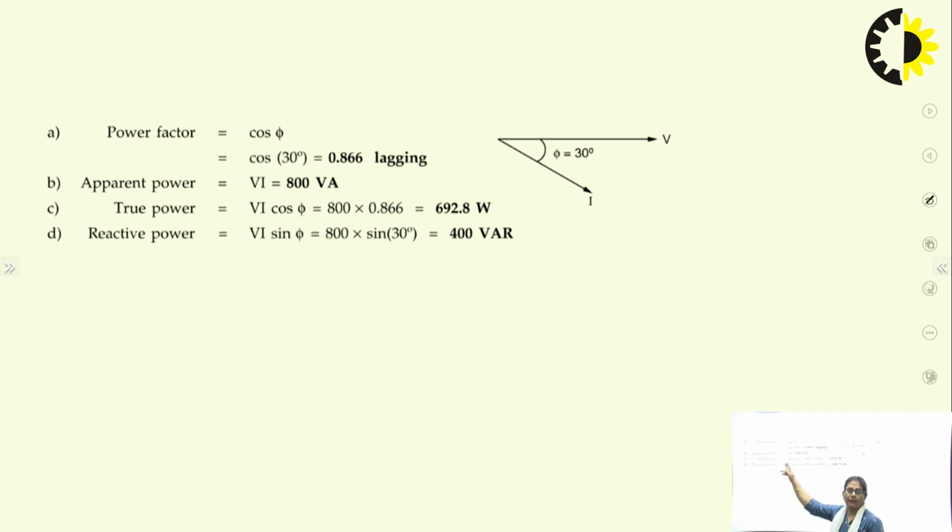Apparent power is given by VI, S, in volt ampere. Voltage is 141 and current is 5.65, multiplying that I will have 800. True power is given by VI cos phi, 800, that is VI, multiplied by the power factor 0.866, that much, 692.8 watts. Then finally, the reactive power VI sin phi, VI is once again 800, sin of 30 will give me 400 volt ampere reactive, VAR.